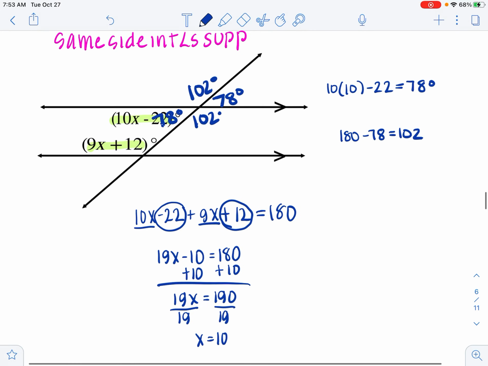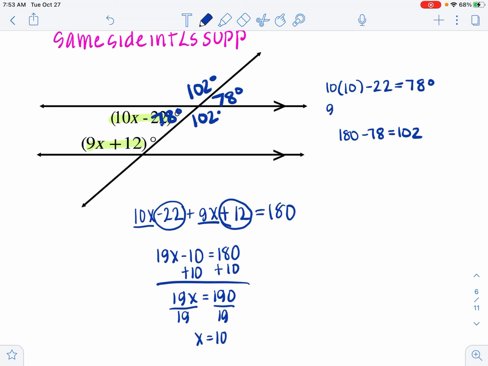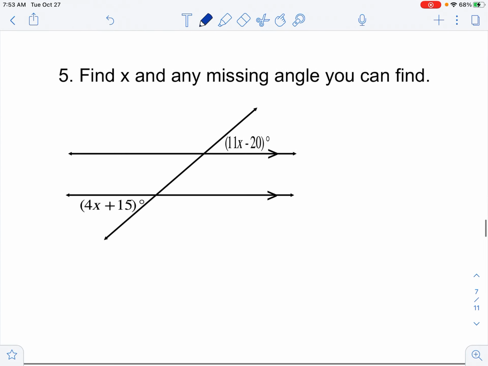All right, now I'm going to plug in x into the other expression. 9 times 10 plus 12, that's 90 plus 12, which is my 102. Remember, they weren't congruent. I wasn't supposed to get 78. I was supposed to get the number that adds to 180. So 102, 102, 78, 78. And if you check really quickly, you still have that corresponding angles are congruent, so you didn't mix them up. Okay.